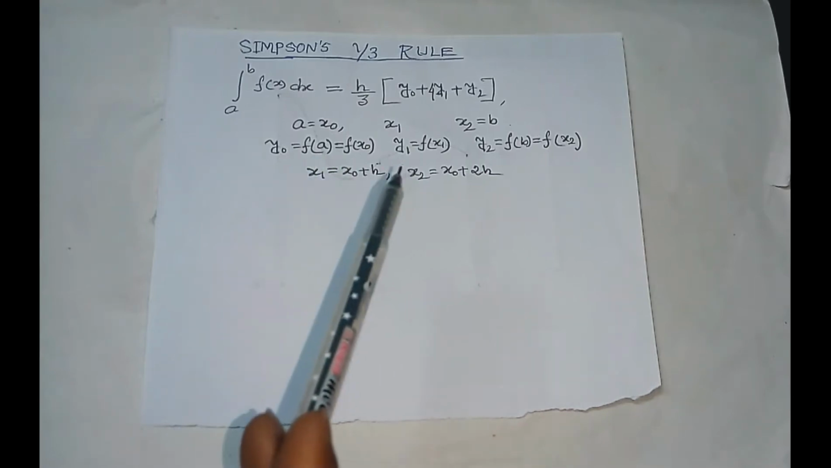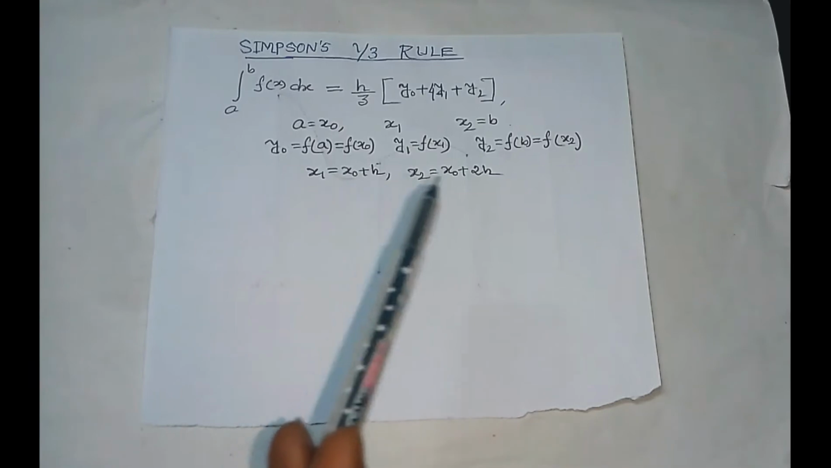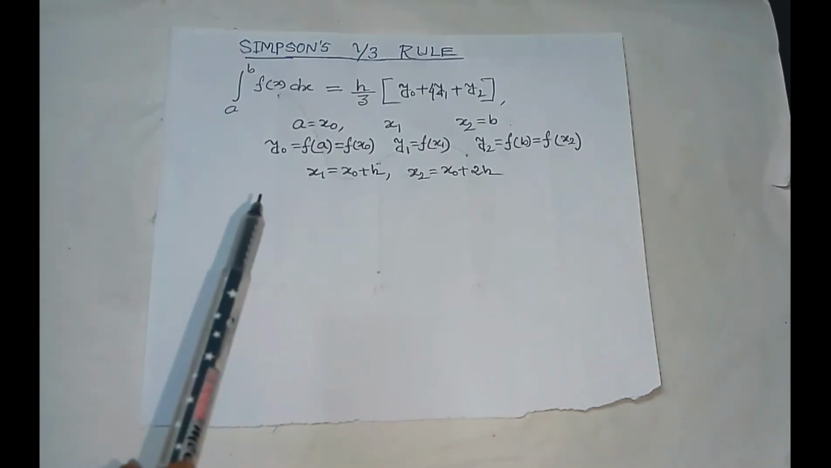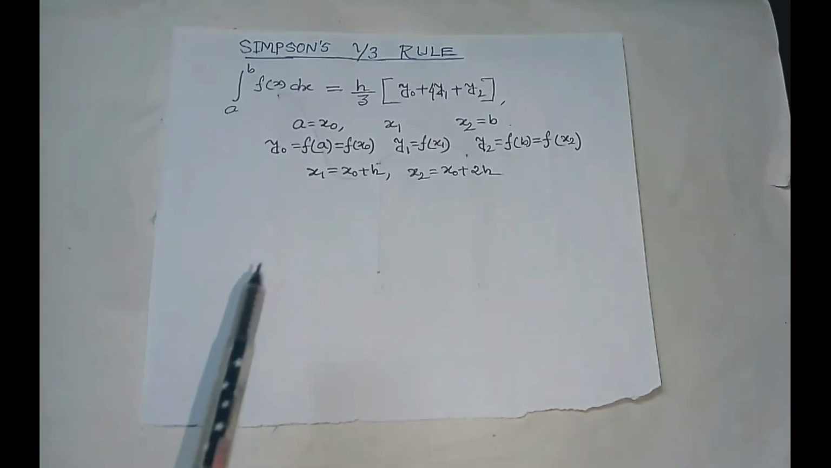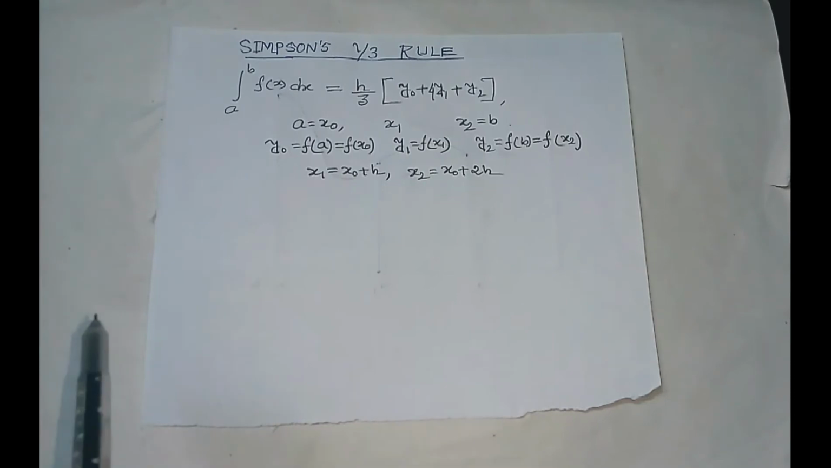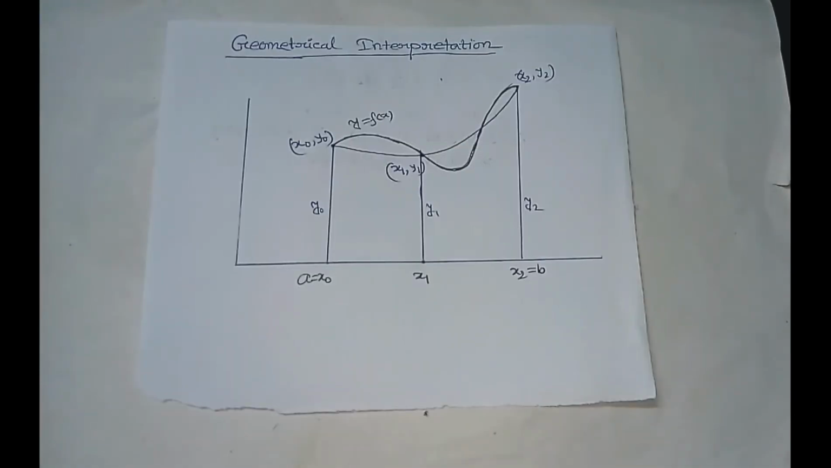Then these 3 points are equidistant arguments, and the functional values at these points, y0, y1, y2, are called entries, and h is the distance between any two consecutive arguments. So this is Simpson's one-third rule. Next we give the geometrical interpretation of Simpson's one-third rule.